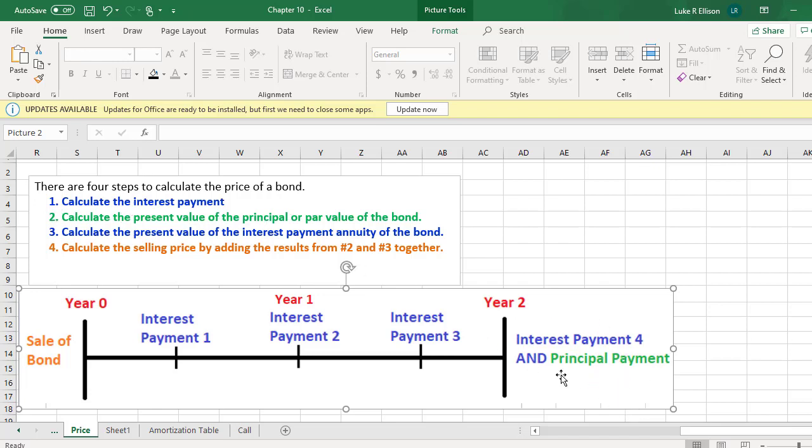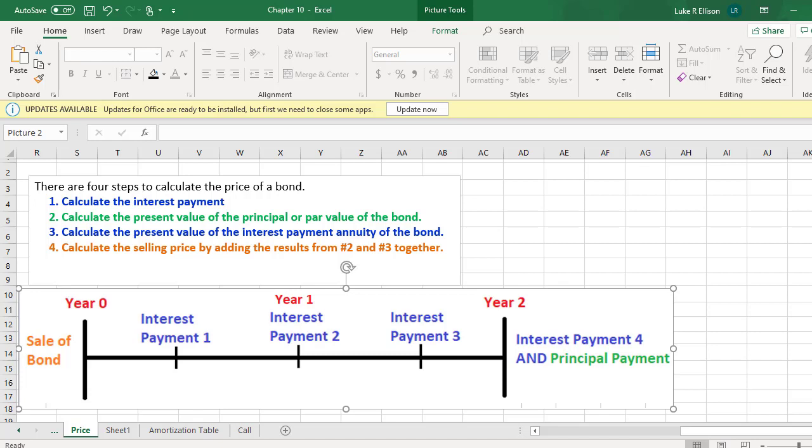We have some par value that's going to be paid out here, so we ask how much we would have to invest at year 0 in order for it to be the amount of the par value in 2 years. Next, we need to calculate the present value of the interest payment annuity for the bond.